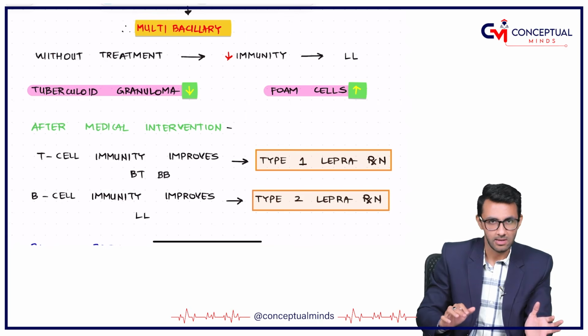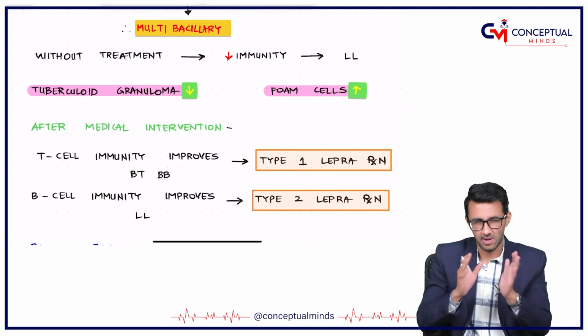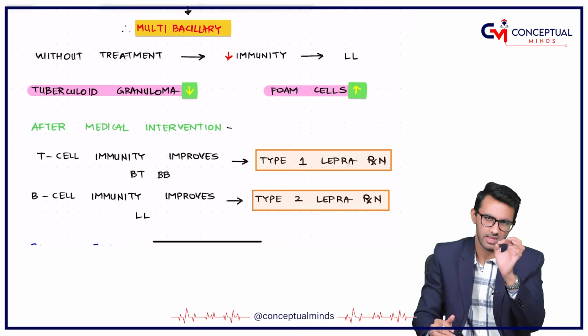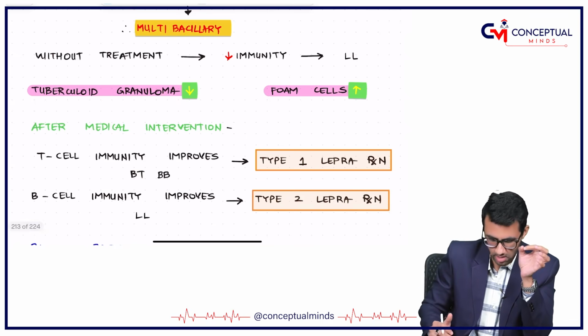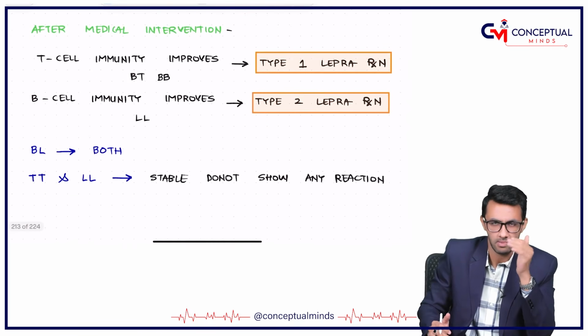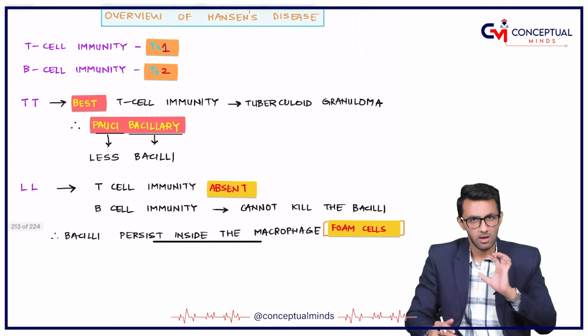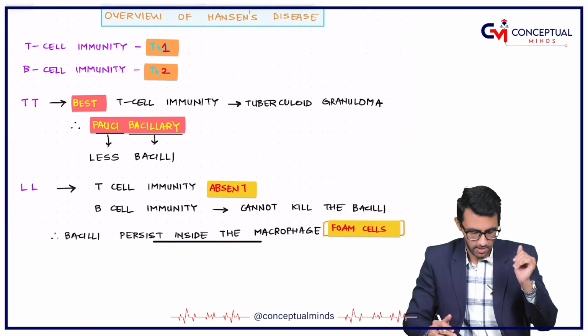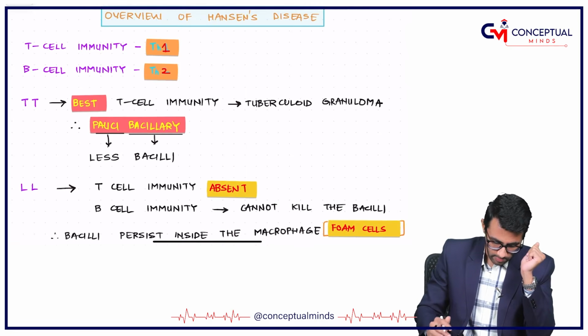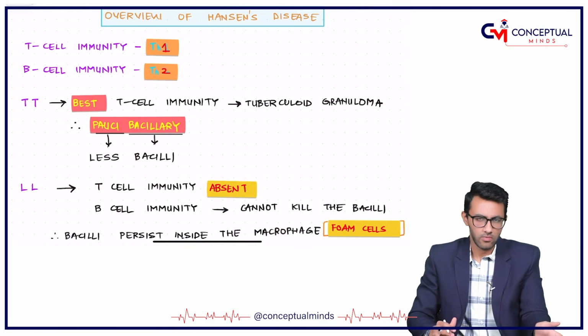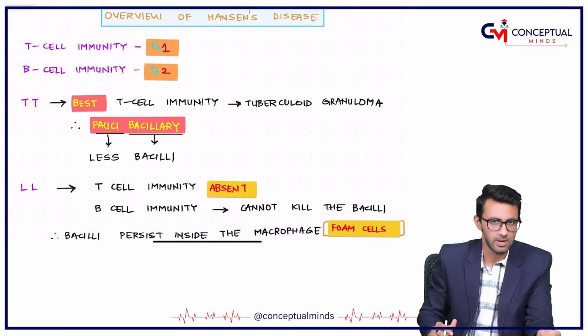Fine. Now I'll revise the whole thing quickly again. I just hope this part is very clear to you, because if you understood this, you would understand this part very clearly. But before this, I want to make a quick summary of the initial part of this page. We are talking about an overview of Hansen's disease, and there are two aspects: Th1, the T cell, and Th2, the B cell. If T cells are involved, that is Th1, and if B cells are involved, that is Th2.